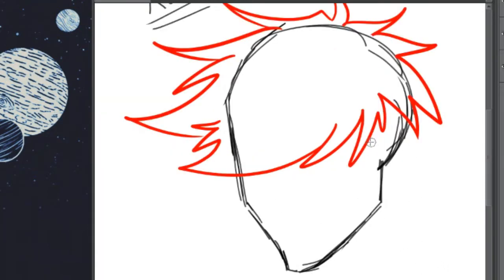So when people say their hair is hard to draw, I can understand, because it took a long time for me to find this kind of style. Especially when I change my style, I have to change the way I draw their hair as well.